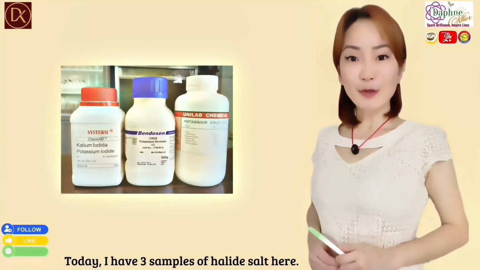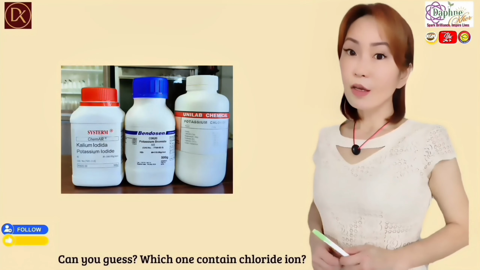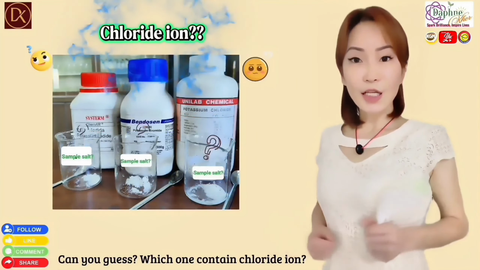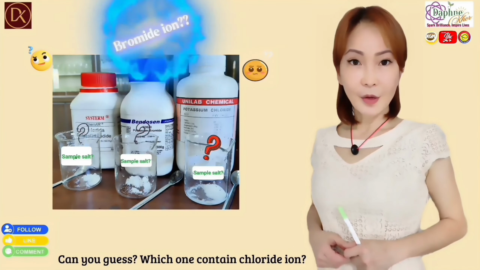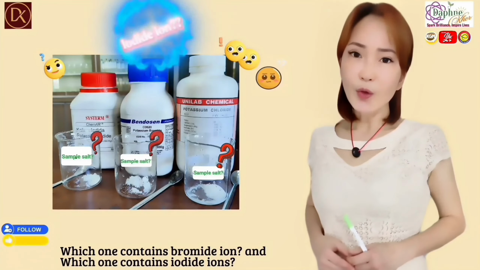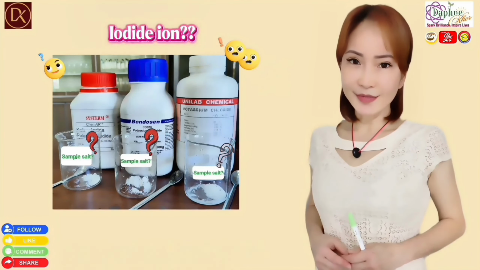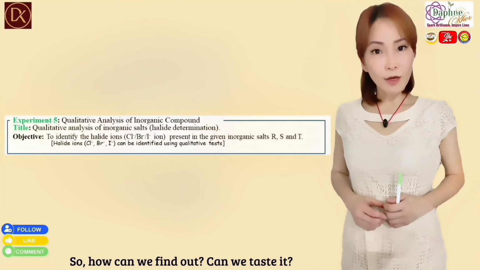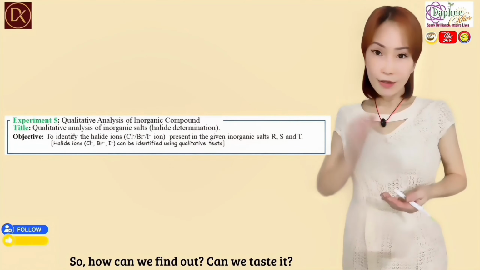Today, I have 3 samples of halide salt here. Can you guess which one contains chloride ions, which one contains bromide ions, and which one contains iodide ions? So, how can we find out? Can we taste it? Nope. Of course not.